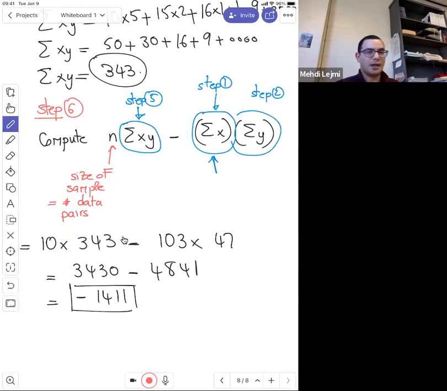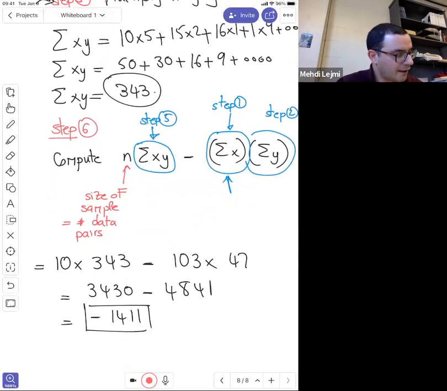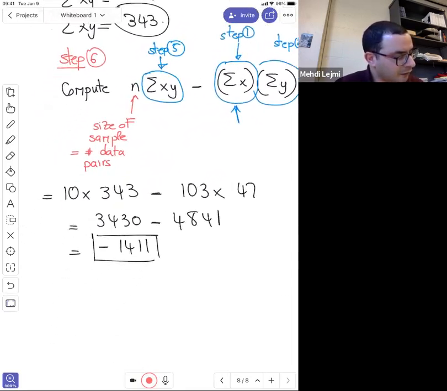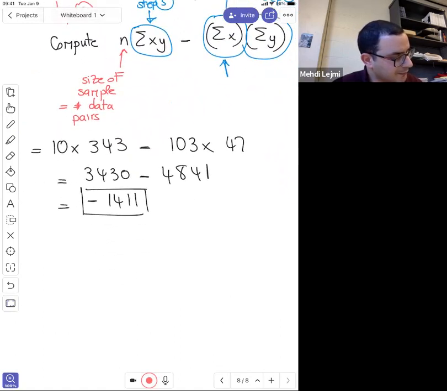Okay. I'm sorry, we are not done yet. This is just step number 6. In step number 6, this is the top of the formula of R. Now the bottom of the formula of R, so step 7.